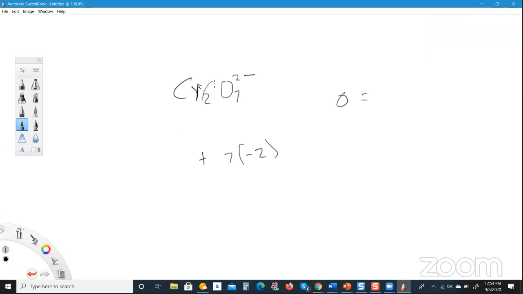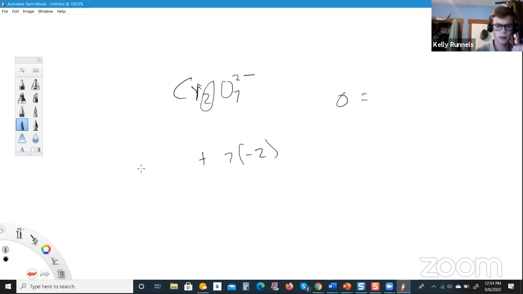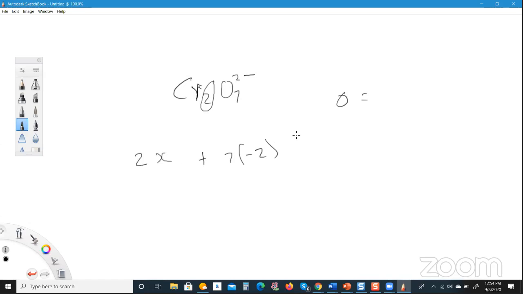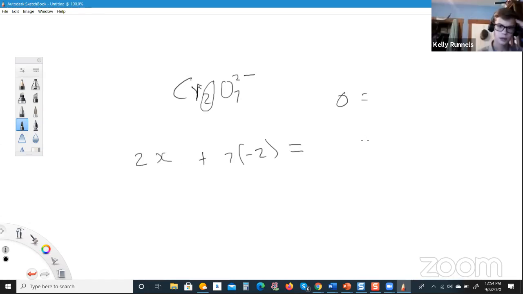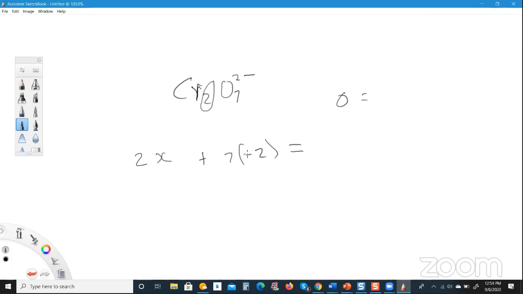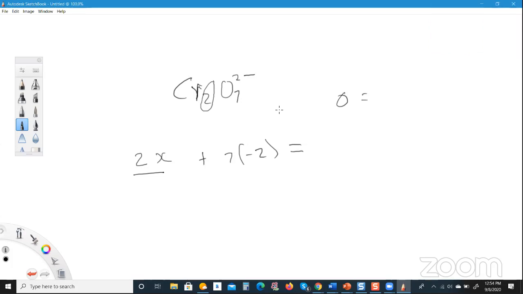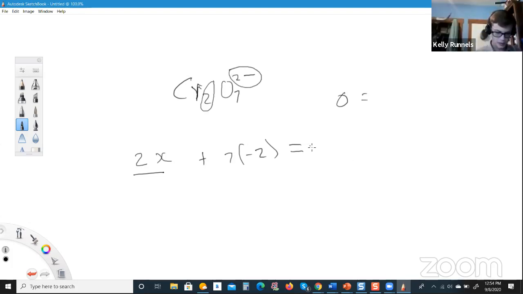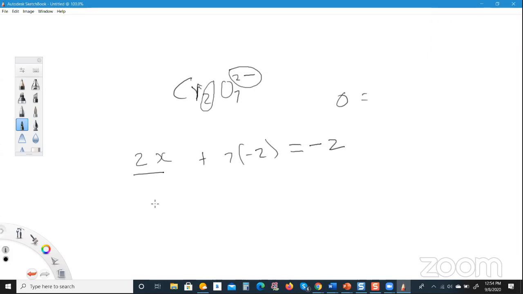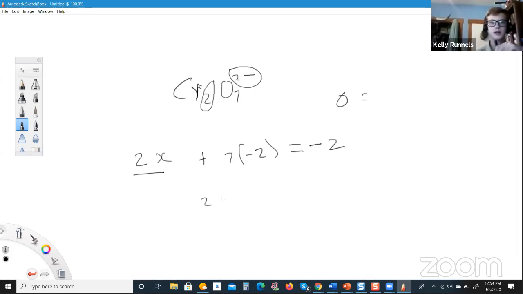Remember, there are 2 chromium atoms. So 2x plus 7 times minus 2 equals what? What goes here? Minus 2. I messed that up. All right, then that's 12. Makes sense.